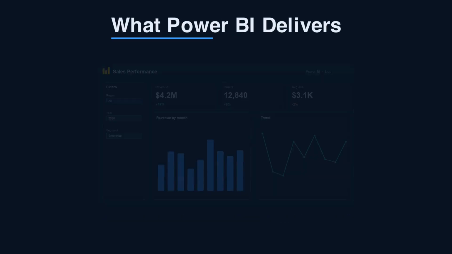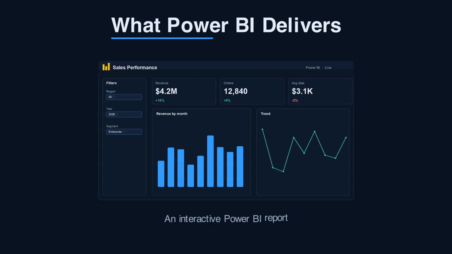Here is what that looks like in practice. A governed semantic model drives an interactive report. KPI cards, a revenue chart, a trend line, and slicers that let business users explore on their own. Clean, fast, self-service insight. But notice, this is consuming data that has already been prepared somewhere upstream.